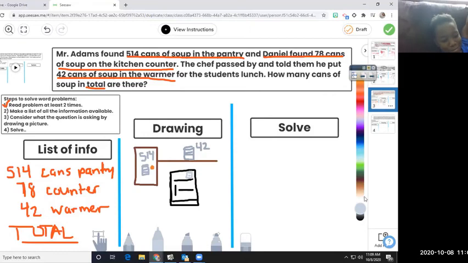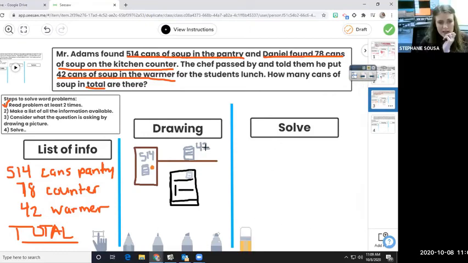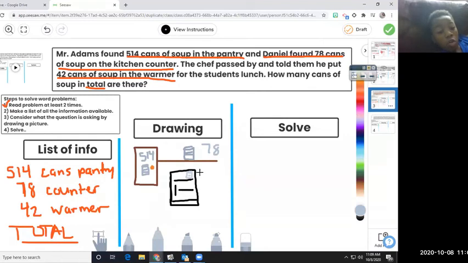Oh, you know what? I just realized I made a mistake. It said there were 78 cans on the counter, not 42. So I will need to put 78. There we go. Oh, and you did it on the warmer thing on the list of info.